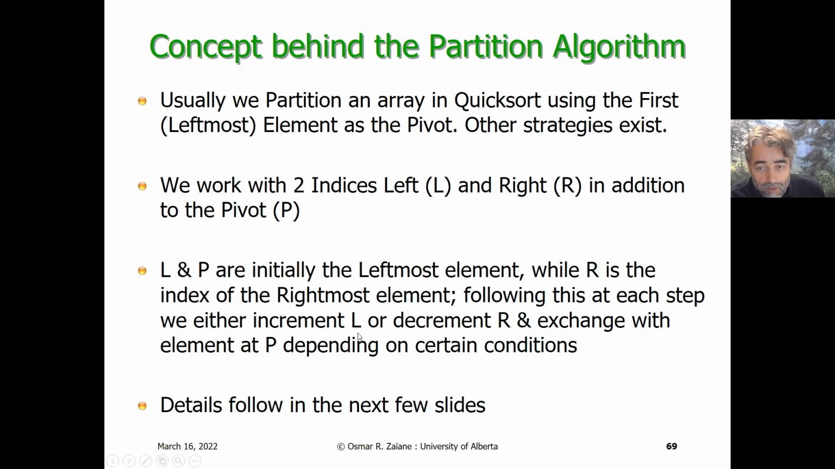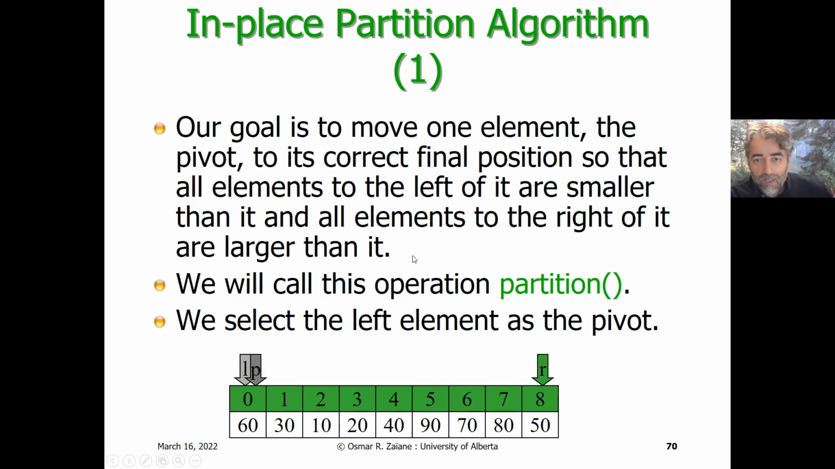Okay, so here are the details. Our goal, don't forget our goal, is to move one special element, the pivot, to its correct final position. That's where I want to have it at the end when the whole container is sorted. So I move it such that every single element that is smaller than it is on its left, and everybody that is bigger than it is on the right. This is what we call partition.